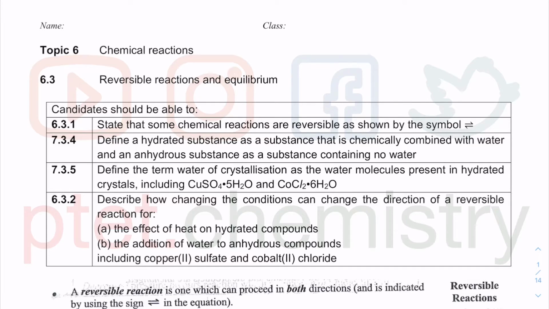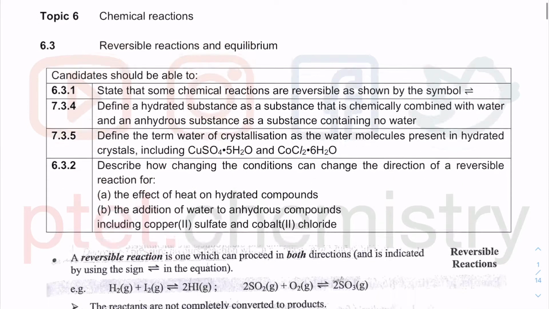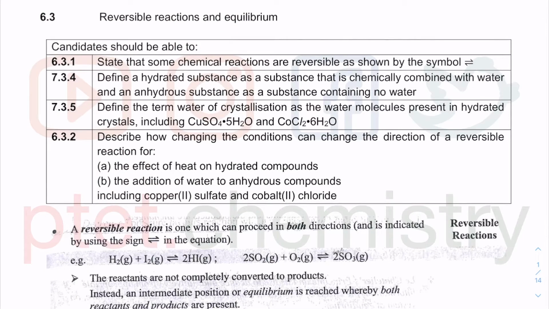In this new lecture tutorial series, I'll go through these chemical reactions. This is for the Cambridge International O-Level examinations, the contents of which are suitable for any 14 to 16 year old IGCSE, GCSE curriculum all around the world. This is about reversible reactions and equilibrium. So candidates are expected to be able to identify a couple of things.